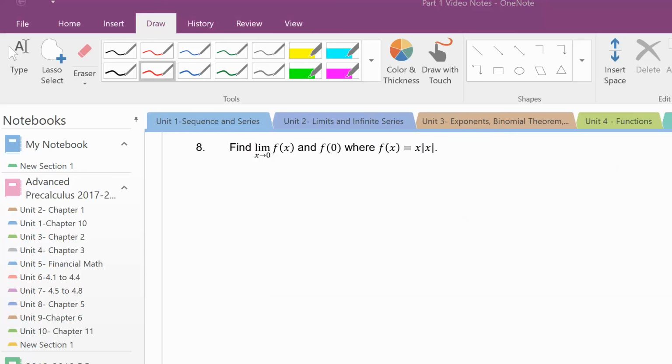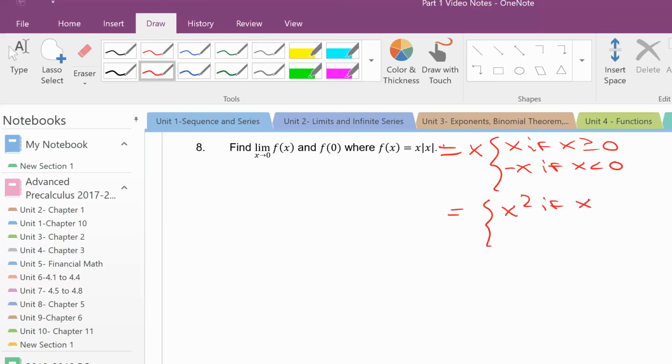The next one is another piecewise function. So it's x times x if x is greater than or equal to 0. Some of you might define 0 separately. I'm not. And it's negative x if x is less than 0. So then you multiply, and you get x squared if x is greater than or equal to 0. Negative x squared if x is less than 0.